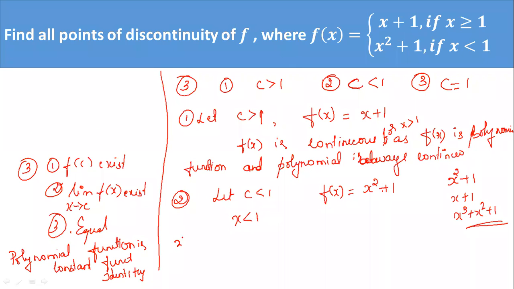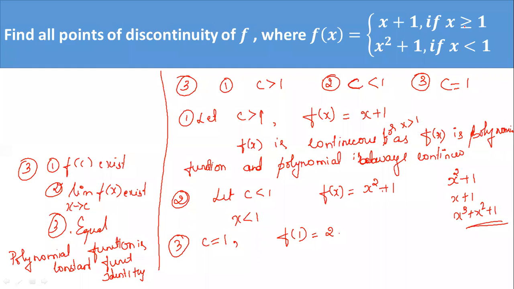Okay, so now which case do you have to discuss in detail? Only the third case, that is at c is equal to 1. Only this case you have to discuss properly. So what is f of 1? It is 2. Okay, so then should we go for left hand limit and right hand limit in this question? Yes.